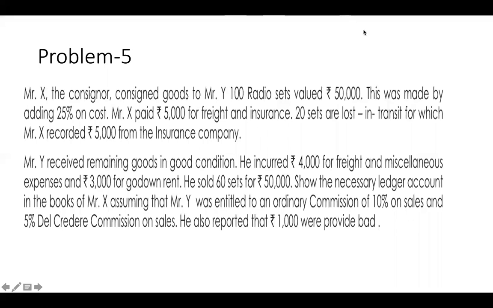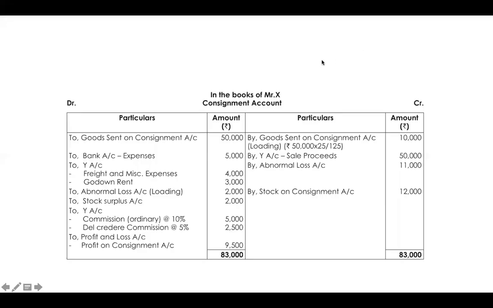So can you tell once again, sir? Now we go to the consignment account, debit and credit. The first one is, look at this. There are four important entries. To goods sent on consignment, to bank, that is expenses of consignor, to Y, the consignee, all the amounts spent by the consignee. Freight he spent, rent he spent for.